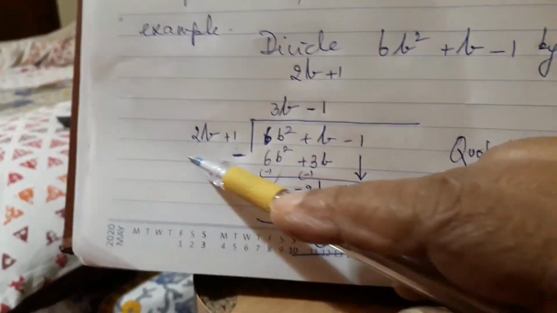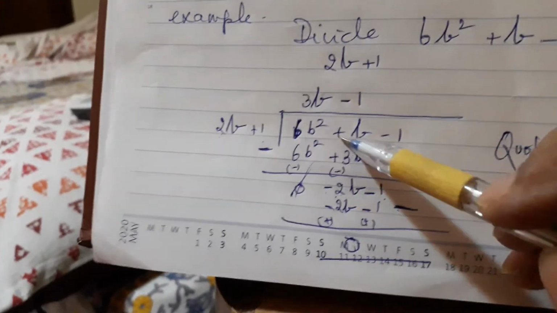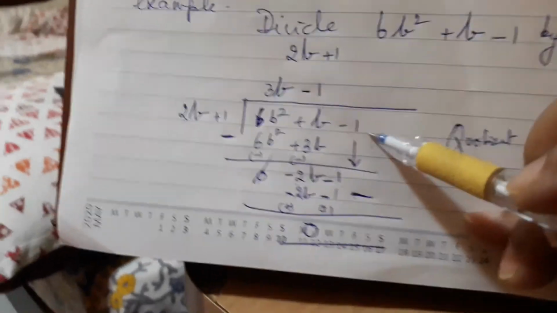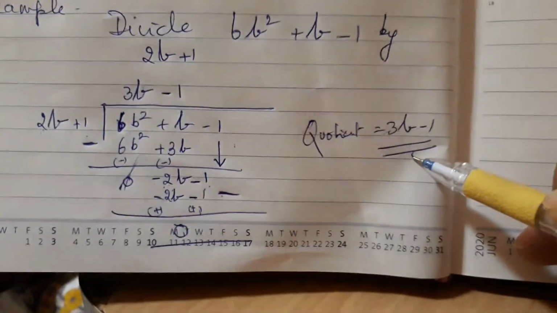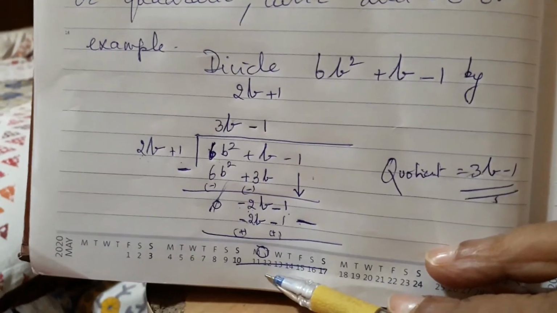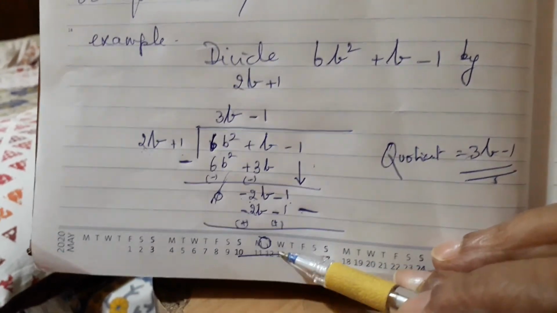So this linear polynomial 2b plus 1 has divided this quadratic polynomial 6b square plus b minus 1, and we have got the quotient 3b minus 1, and the remainder is 0. It's very simple. This is how we will do all the problems.